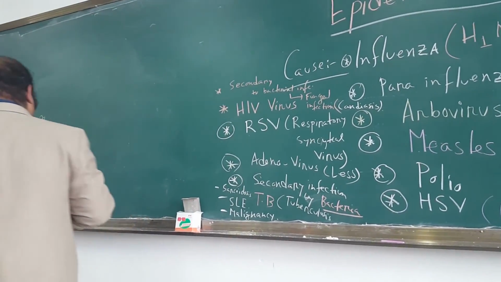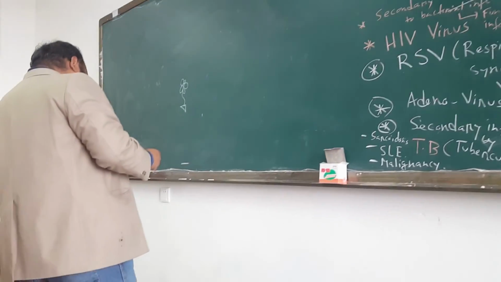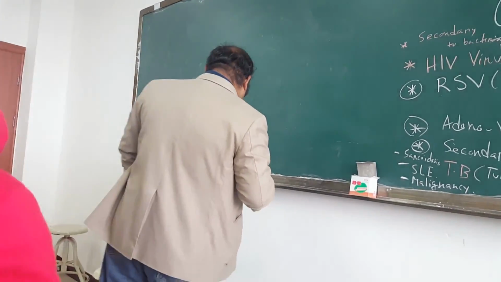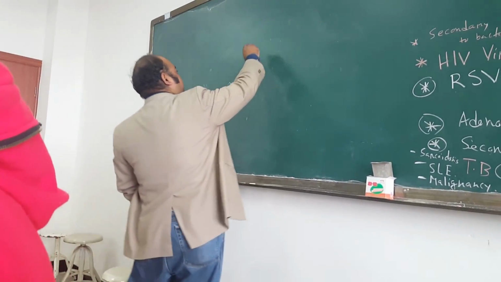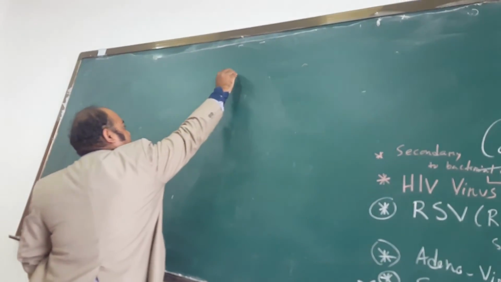So now let us discuss the mechanism of action. How influenza virus or arbovirus will cause the disease. For example, arbovirus, Japanese encephalitis: how does it cause the disease, what is the mechanism?